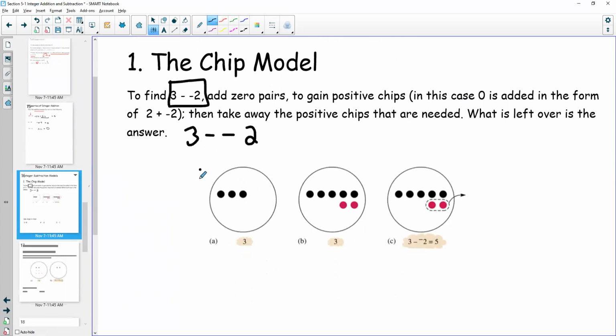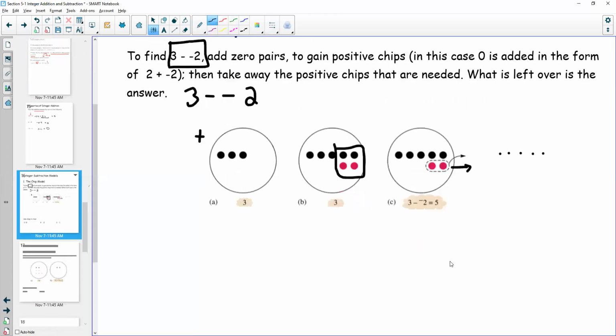So we start here in this first picture with 3, okay? I have 3 positive chips, 3 black chips. What I can do, I don't have any negative chips to take away, so that's annoying. I have to add some into the pile, but what I can do is add sums of 0. So I can add in 2 positive chips and 2 negative chips. This didn't change the value in my circle at all because these are worth 0. Now I can take away the negative 2. Once they're removed, I'm left with 5 positive chips.